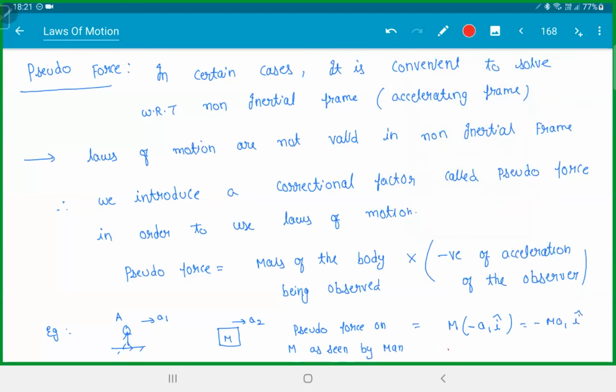Let the block go with any acceleration, I don't care. Pseudoforce depends only on mass of the body which you're observing and the acceleration of the observer in the reverse direction. It does not depend on the acceleration of the object which you're watching. Let me give you more examples. I'll show you problems where it does help.